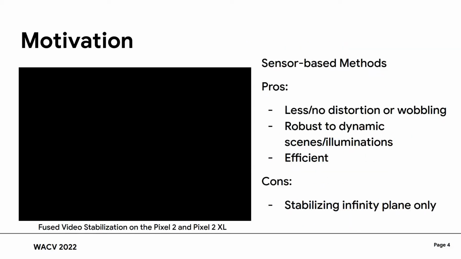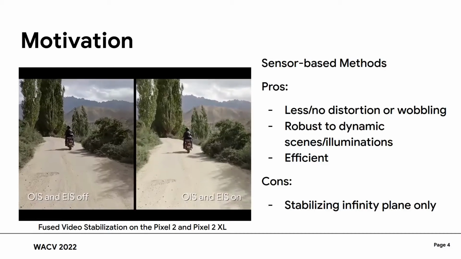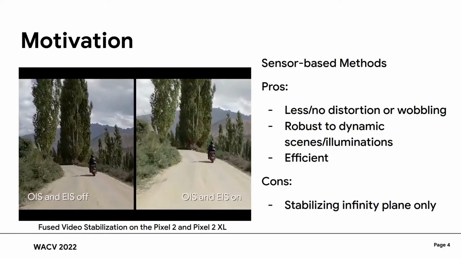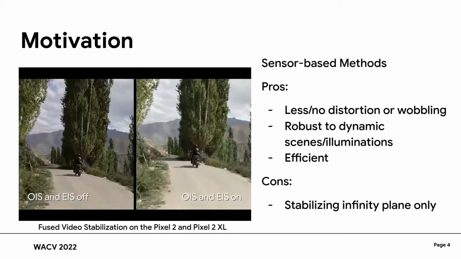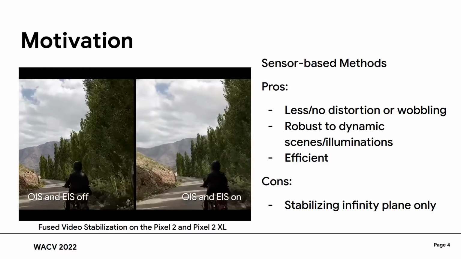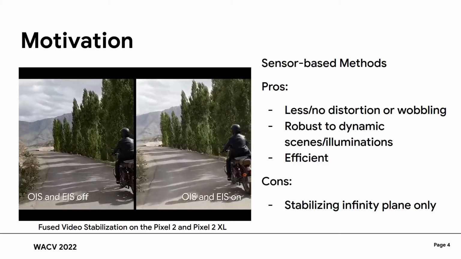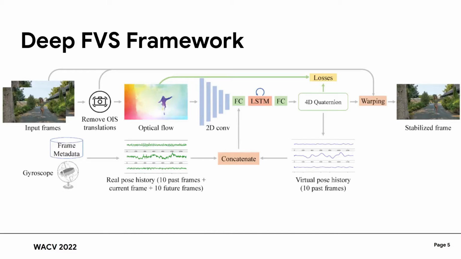On the other hand, sensor-based methods do not suffer from artifacts. They are robust to moving foreground and bad illuminations. They are also efficient and can run in real time on smartphones. However, they only stabilize motions at the infinity plane. We present the deep field video stabilization framework that addresses the concerns above and draws benefits from both ends.